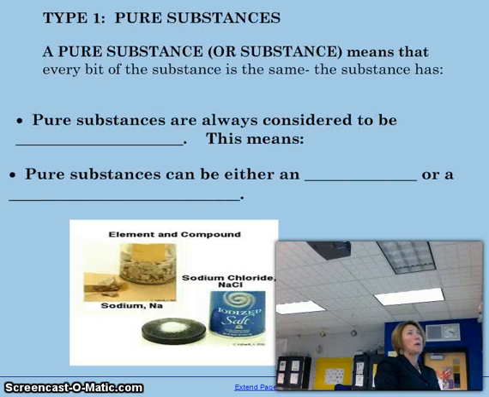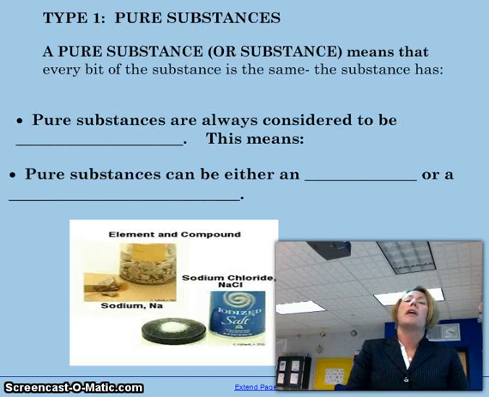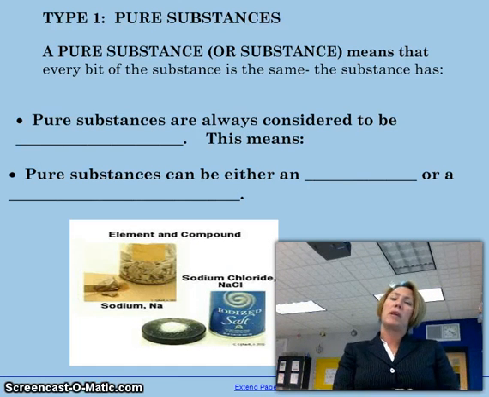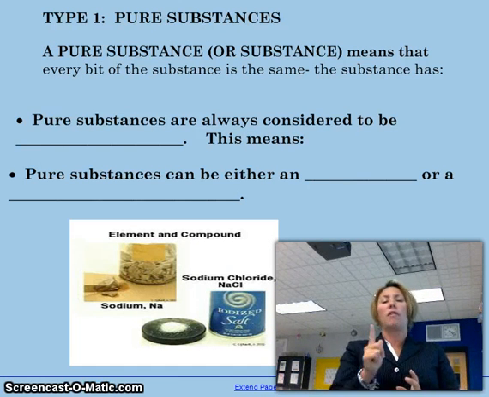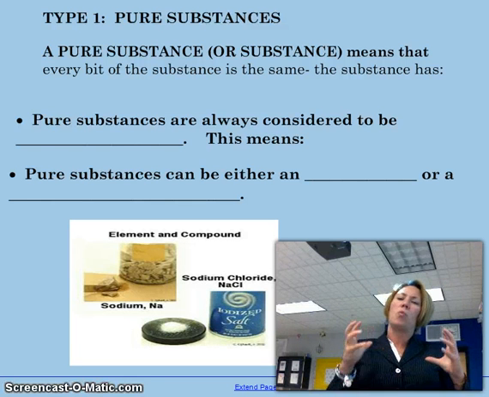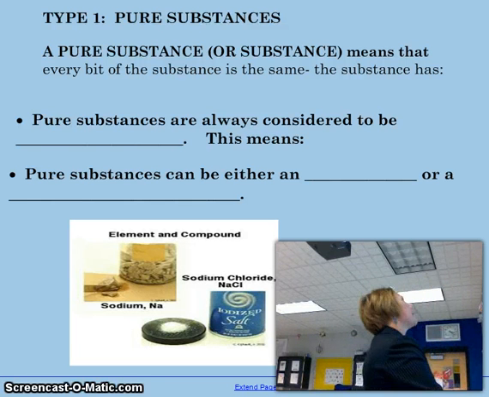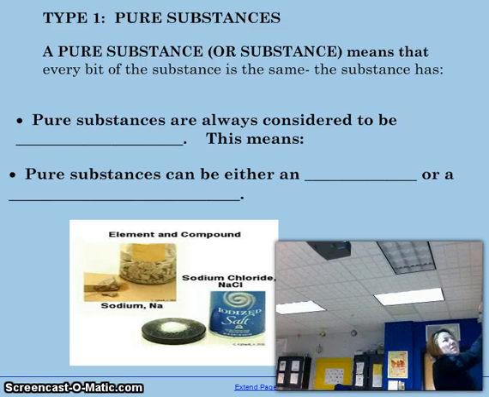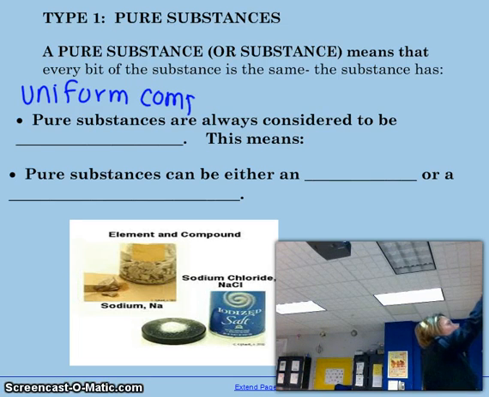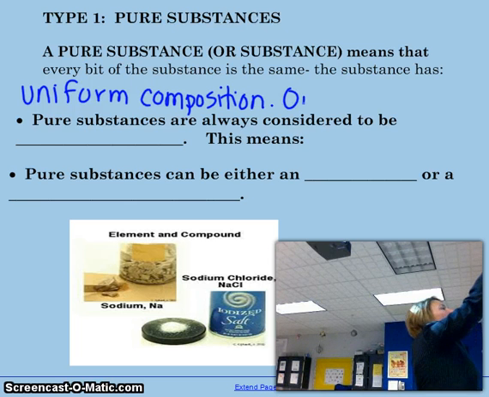So let's talk about pure substances first. If you are a pure substance, that means you're made of only one type of atom or molecule. You're made of only one type of matter. Every bit of the substance is the same. The substance has a uniform composition, and there's only one type of matter present.